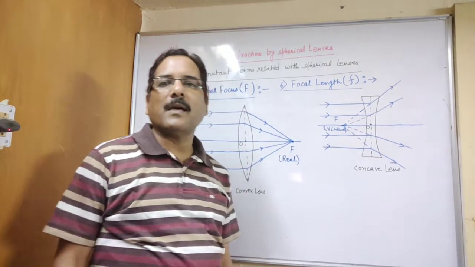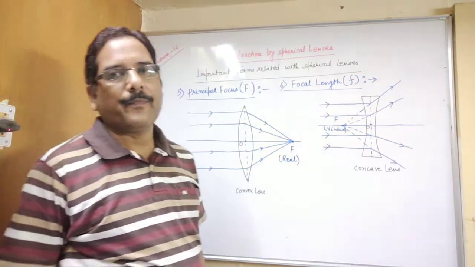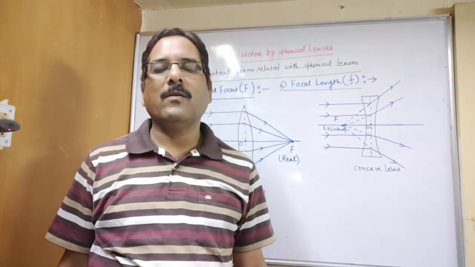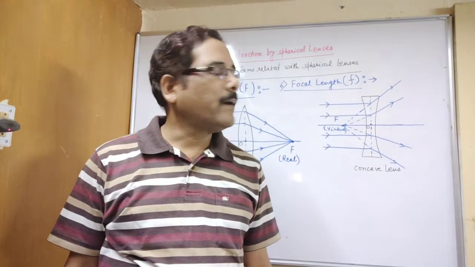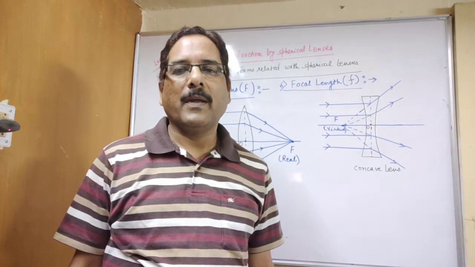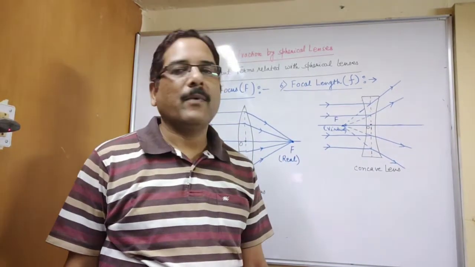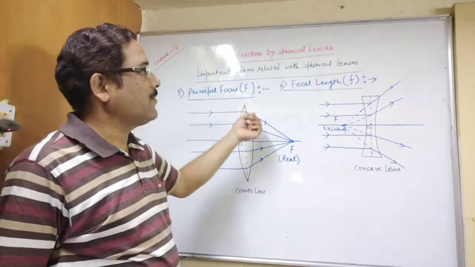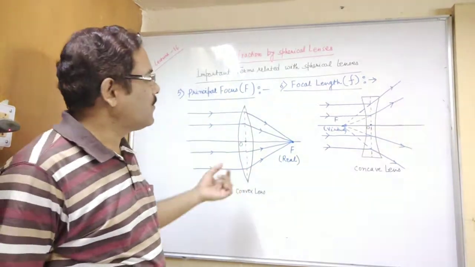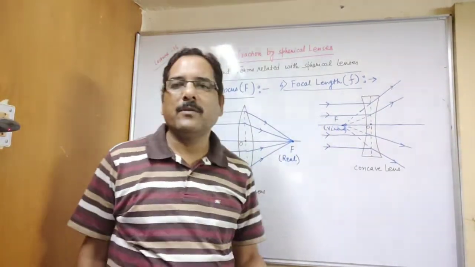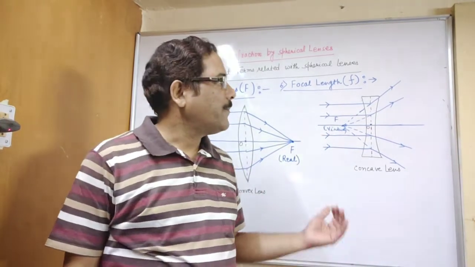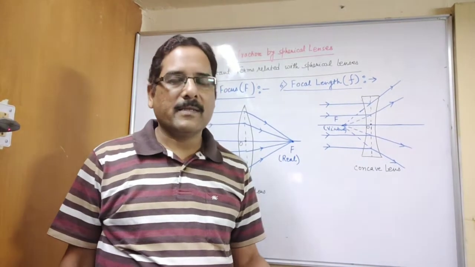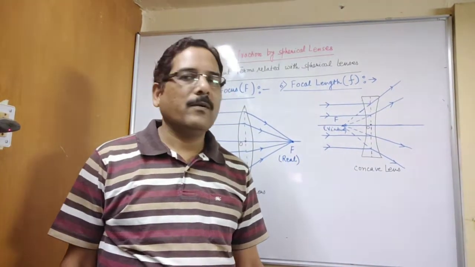Now these terms are very important. Altogether we have 6 terms as we have discussed. First one was center of curvature, second one was principal axis, then we have optical center, fourth aperture, fifth is principal focus, and sixth one is focal length. And I think you are able to understand these terms. If you have any doubt, you can ask.